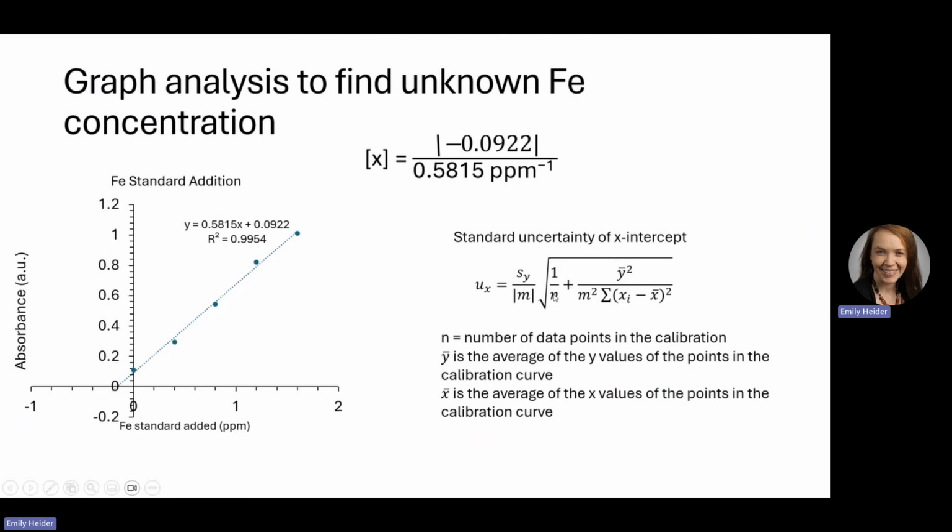1 over n, where n is the number of data points in the calibration curve. So in this case, it's 1, 2, 3, 4, 5. You'd have 1 over 5 in this example. y bar squared: y bar represents the average y value of the calibration curve. And x sub i minus x average: x average is the average concentration of the standards that you added, and x sub i is each individual calibration standard, minus the mean, squared. So it's a tedious calculation, but it certainly is manageable if you know what all of the terms mean.